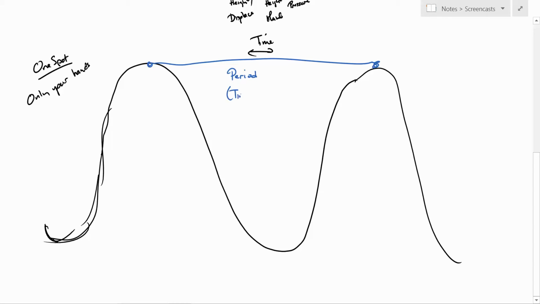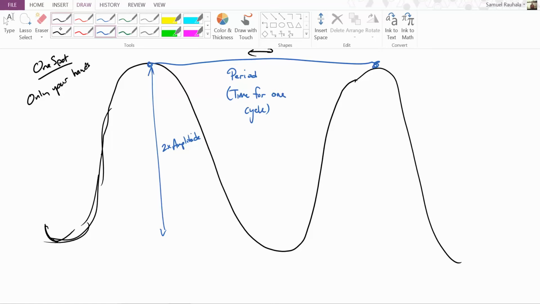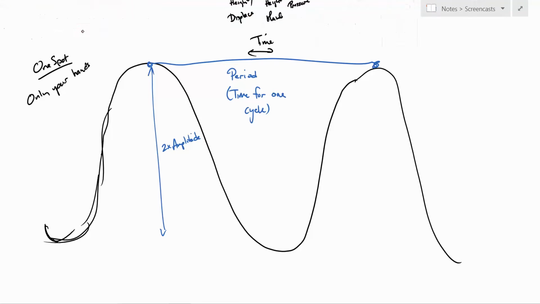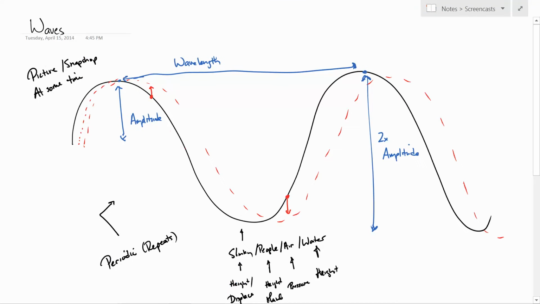It is the time for one cycle. This is still twice the amplitude of our wave. And so there's a couple of relationships that are interesting to talk about. Also, going back up for 1 second, this whole thing here where the wave's moving, there's then some wave velocity we want to talk about, the speed of the wave.